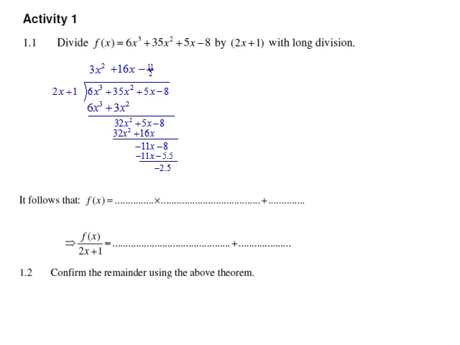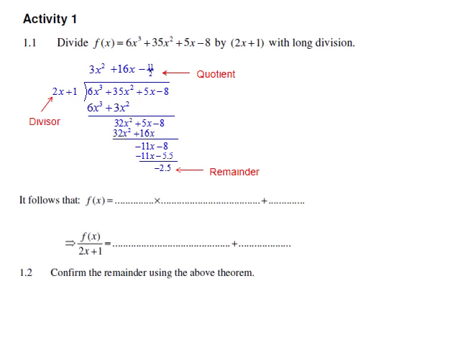Minus 2.5 has now degree 0, which is less than the degree of 2x plus 1, and that is my final remainder. So please note that 2x plus 1 is the divisor. 3x squared plus 16x minus 11 over 2 is the quotient, and minus 2.5 is the remainder. We have to write f(x) now as a combination of the divisor, the quotient, and the remainder.